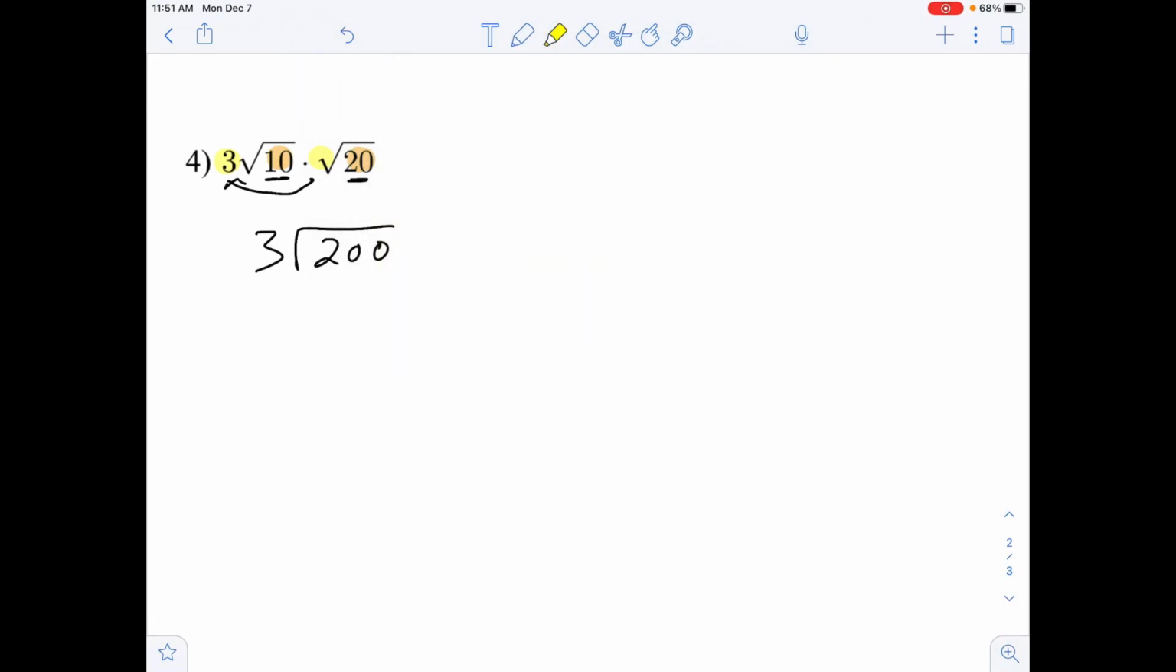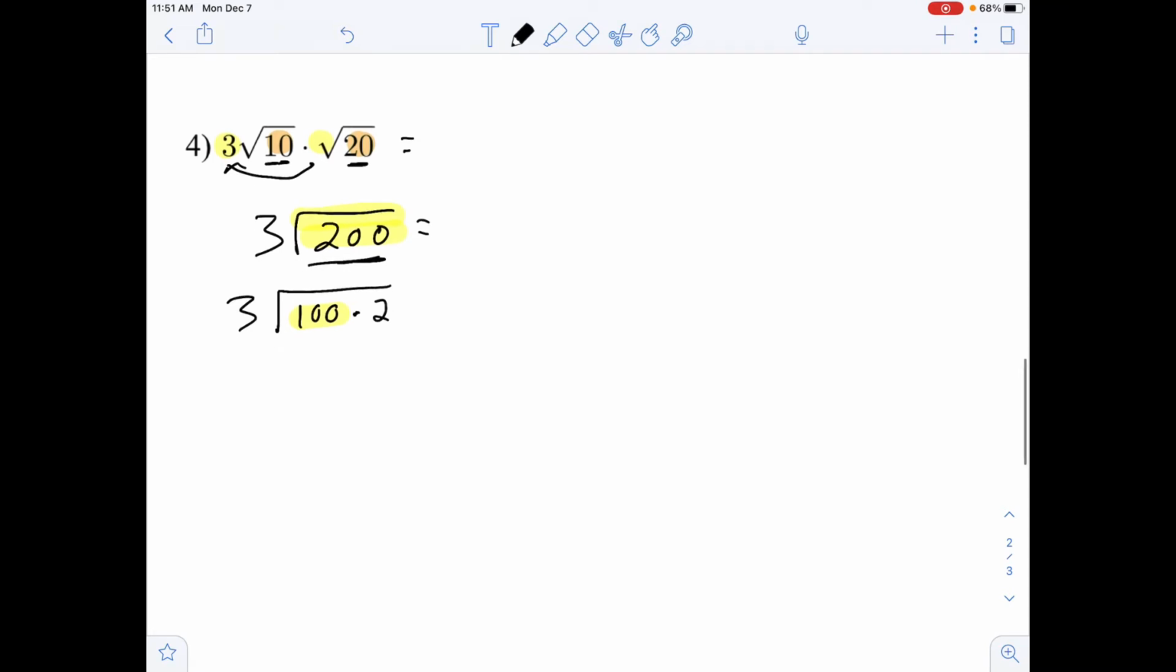Now we see if we can simplify this radical at all, because we're not finished yet if we can simplify it. And we can, because this is 3 times the square root of 100 times 2, because 100 is a perfect square. It's the largest perfect square that we can break this up into. And then, of course, we'll say this is 3 times 10 square roots of 2, which gives us the final answer of 30 square roots of 2.